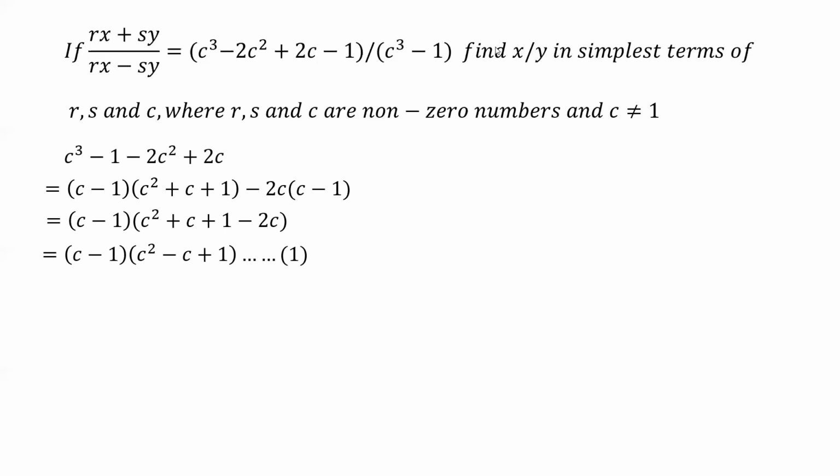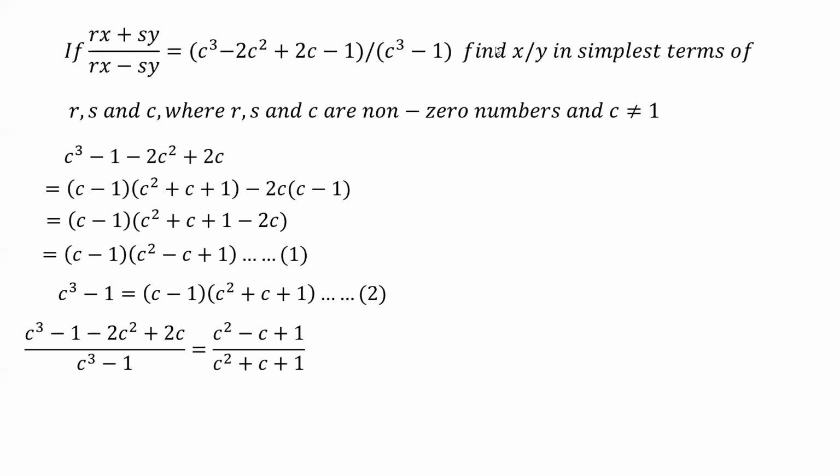So let's call this equation 1 or relation 1, and the denominator on the right hand side is c³ − 1, which we again factorize. This is just a factorization of difference of cubes, a very standard algebraic formula, and let's call this 2. So now basically the right hand side of our given equation is 1 divided by 2. So if we divide 1 by 2, we obtain this. So c − 1 gets cancelled out from both numerator and denominator, and the right hand side of the given equation reduces to (c² − c + 1) divided by (c² + c + 1).